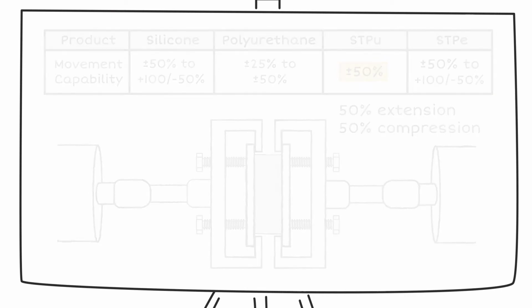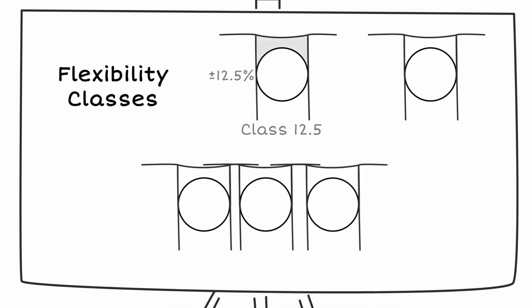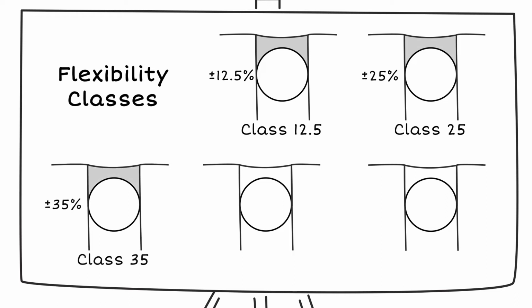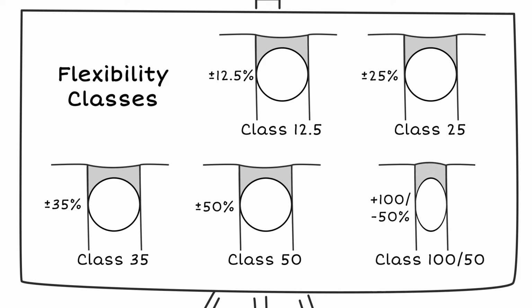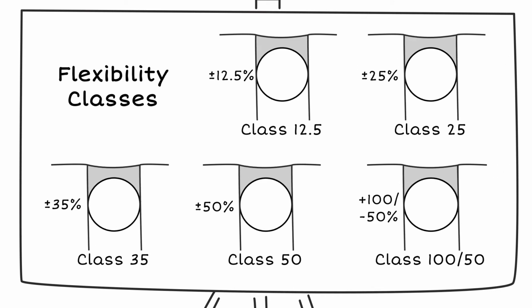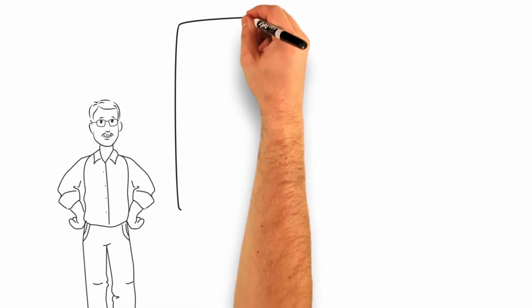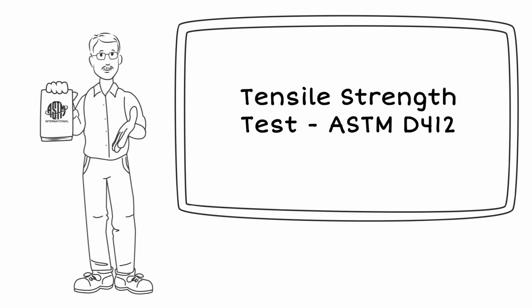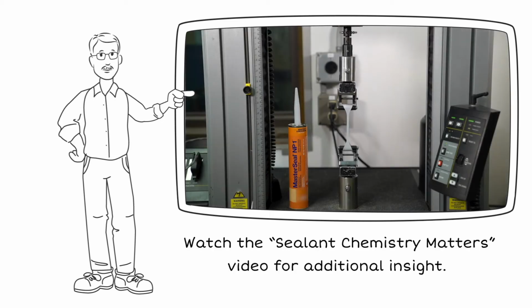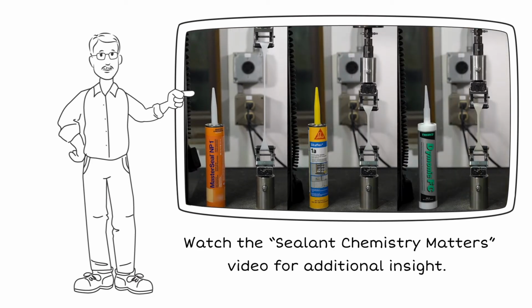compression. There are classes rated plus or minus 12.5, 25, 35, and 50%, where the amount of extension and compression is equal. The most flexible class is plus 100 minus 50%. A sealant cannot be rated at minus 100% because then the joint would be fully closed. While ASTM C719 is the standard, flexibility can also be evaluated through tensile strength using ASTM D412. Watch the Sealant Chemistry Matters video created by Master Builder Solutions for additional insight into sealant testing.